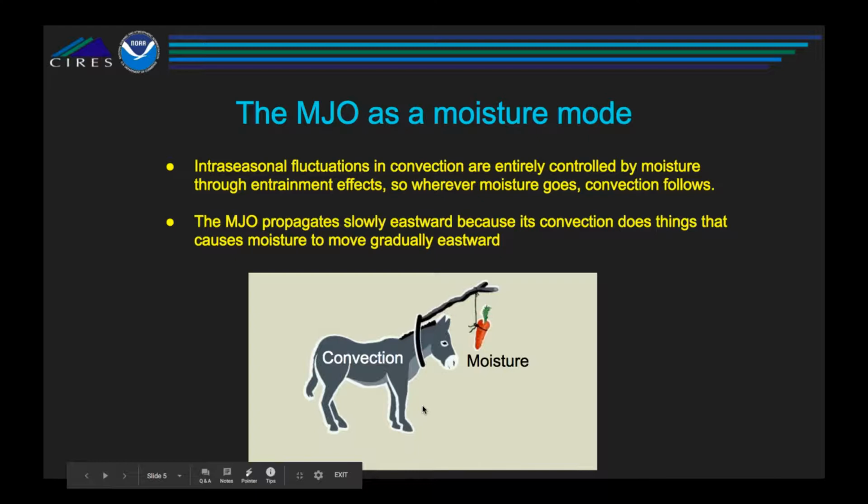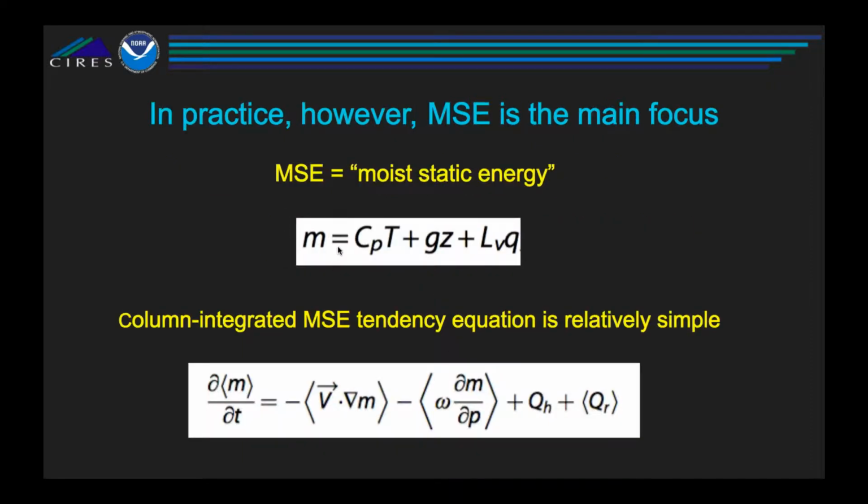So the MJO as a moisture mode analogy I'd like to illustrate is where you have the donkey and the proverbial carrot out in front of it. And so the MJO is essentially the donkey and the carrot together. The idea is that the moisture is what causes the convection to move eastward. So the convection of the MJO moves eastward because moisture is to the east and it's being dragged along by the moisture. And so the idea is that intraseasonal fluctuations in convection are entirely controlled by moisture through entrainment effects. So wherever moisture goes, convection follows.